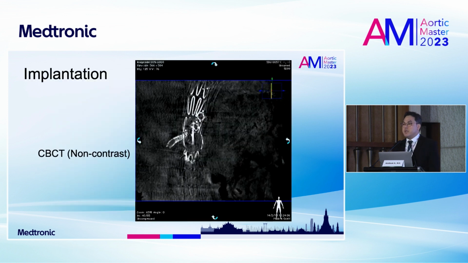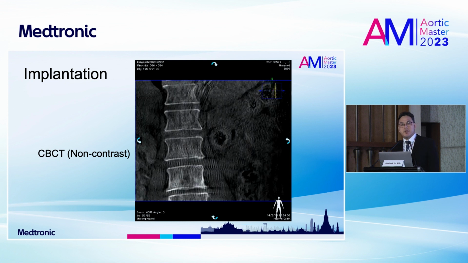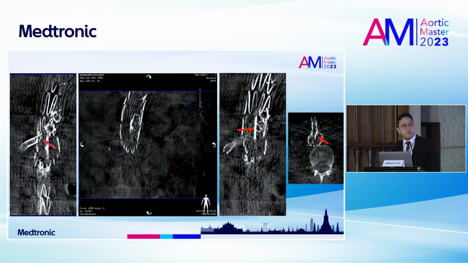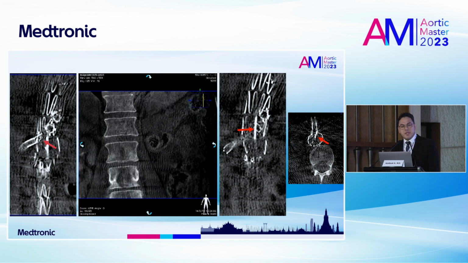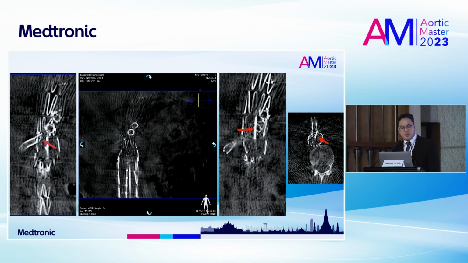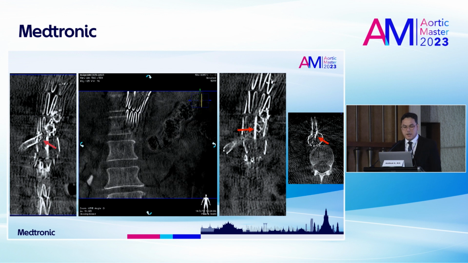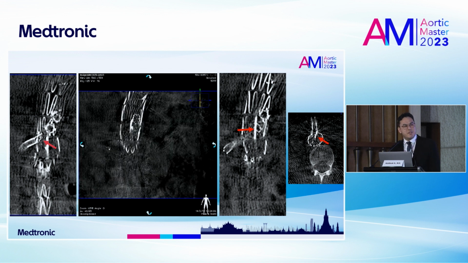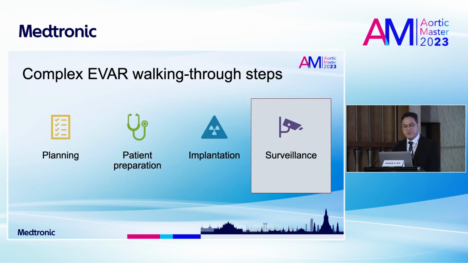And for the cone beam CT, it's a very important adjunct to the procedures. With this one, you can see in this patient some few things happen because it's stuck with the bridging stent collapse. That will be missed by just the completion angiography.